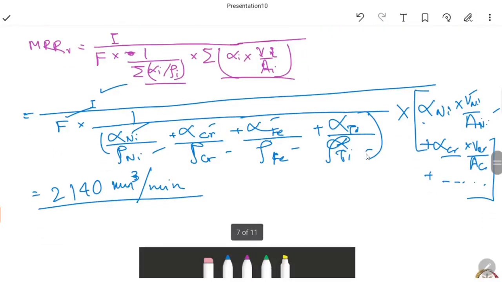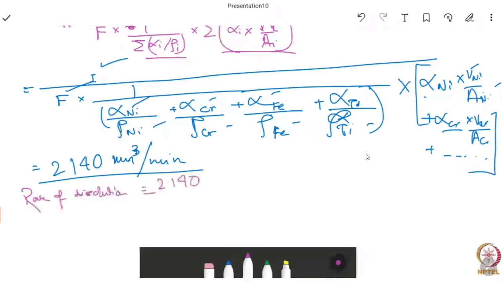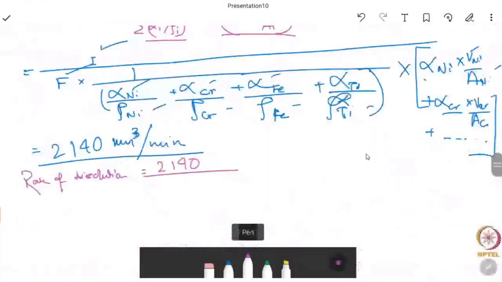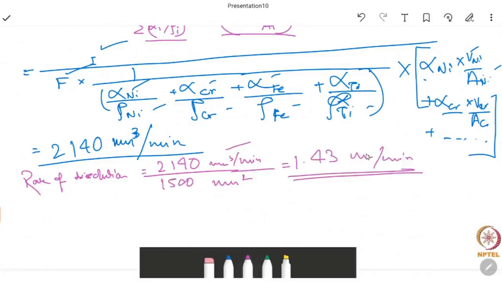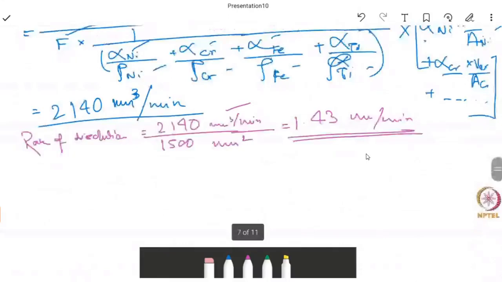Now you have to find out the rate of dissolution. That is nothing but 2140 divided by the area of the electrode. Cross sectional area of the electrode has been given as 1500 mm squared. You should be careful about the units. So it's 1.43 millimeter per minute. So this is my final answer. That was it for this particular numerical.